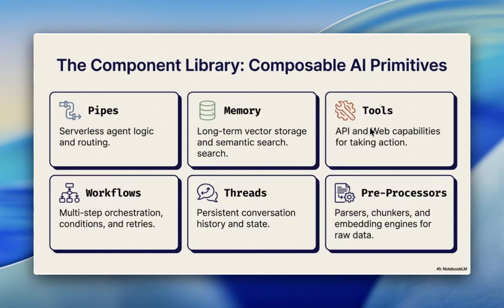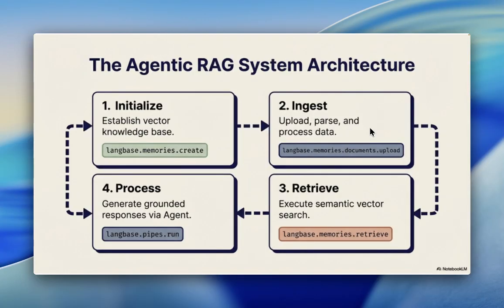So what are the components of this? You have a pipe, which is serverless agent logic and routing. You have memory, which is long-term vector storage and semantic search. You have tools, which are API and web capabilities for taking actions. You have workflows, which is multi-step orchestration, conditions, and retries. Then you have threads, which is persistent conversation history and state. And then you have a preprocessor: parser, chunker, and embedding engines for the raw data.